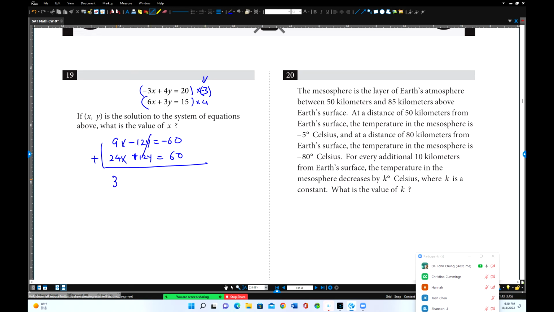This cancels out: 33x equals 0. That's right. When you divide by 33, x equals 0. That's the answer. If x equals 0, y is how much? This is 0, y equals 5. But sometimes it looks weird that the solution is 0, right? At this time, just put this number into the equation to make sure these are the solutions. When x equals 0, y is 5, it's still 20. That's fine, okay? For 19, 0 is the answer, okay?